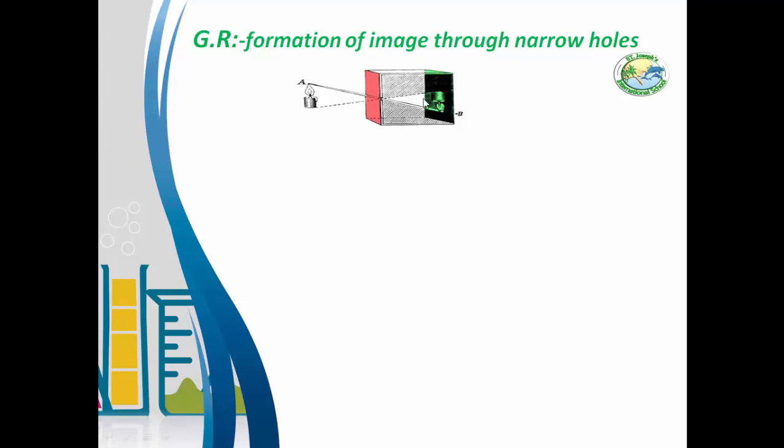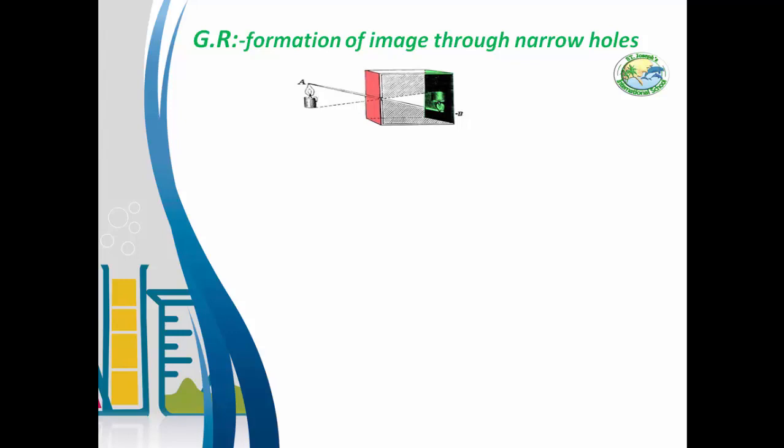Minimized means it's smaller than its real size. The image formed is smaller than its real size. And inverted means it's upside down. The image formed is upside down. This is a narrow hole, so we can say that the image formed through narrow holes is minimized, smaller in size, and inverted, upside down.